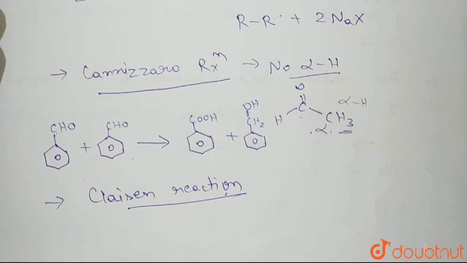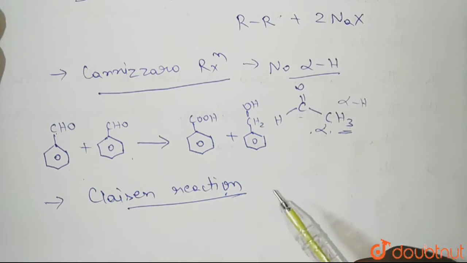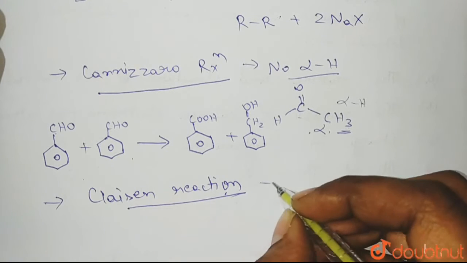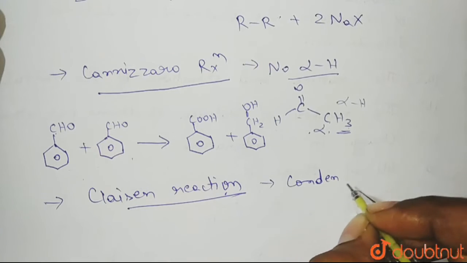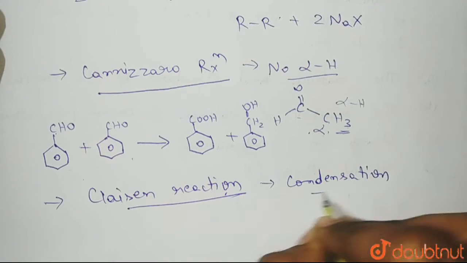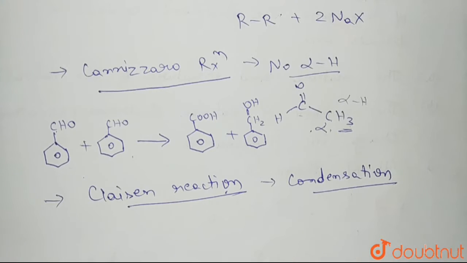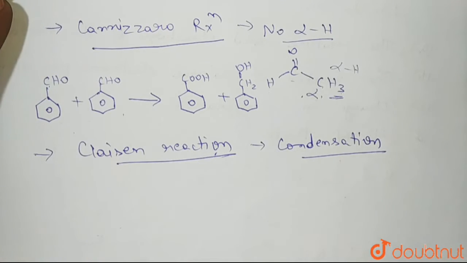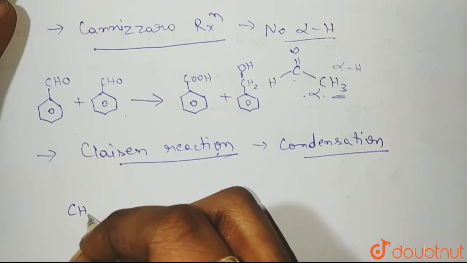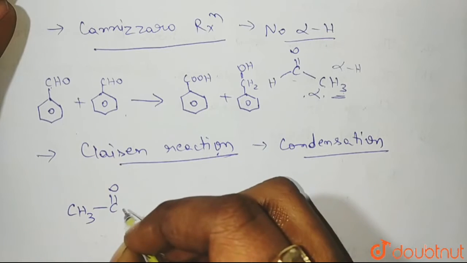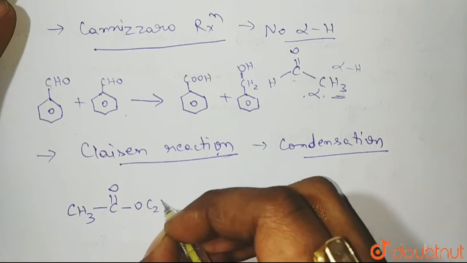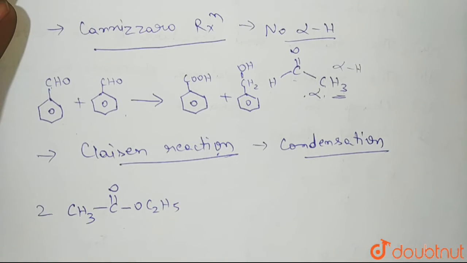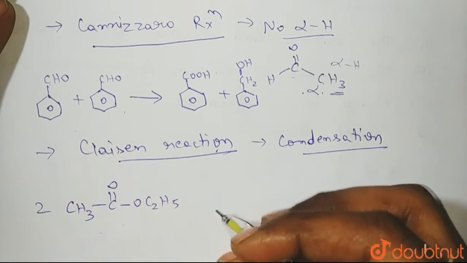So what happens in the Claisen reaction here? A condensation reaction takes place. Condensation means removal of a water molecule. If I give you an example of a condensation reaction, here we have ethyl acetate, that is CH3, C double bond O, OC2H5. This is ethyl and the whole is acetate. Here 2 moles of ethyl acetate will be used because condensation is going to take place between the 2 molecules of ethyl acetate.